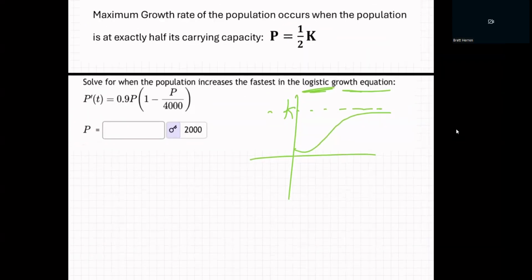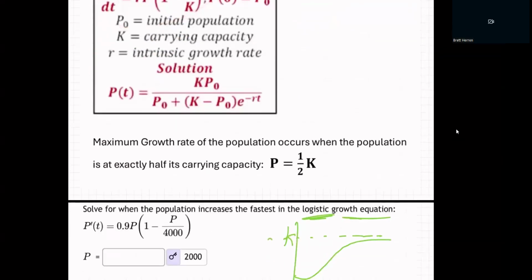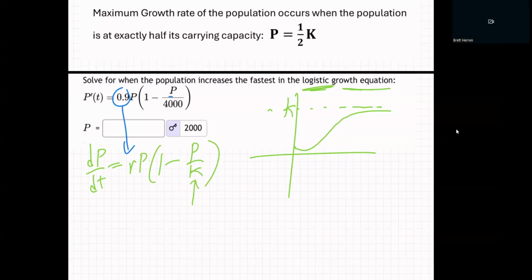So let me grab the equation. Here's the notes. Grab this equation, bring it down. dP/dt is rP, so it says dP/dt is rP times (1 minus P over K). This is the carrying capacity. So you see how we can see right here, this is the r, and this must be the K. This is the K right here. The K is 4,000. That's the carrying capacity. So that's up here at 4,000.